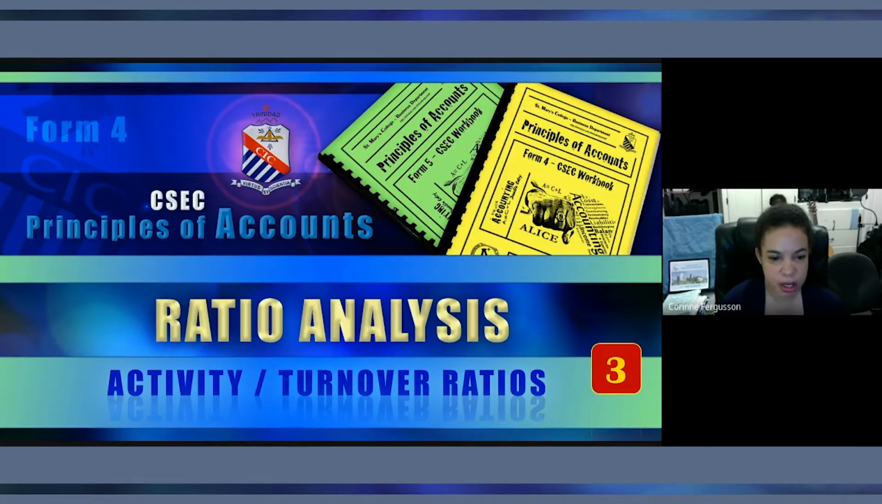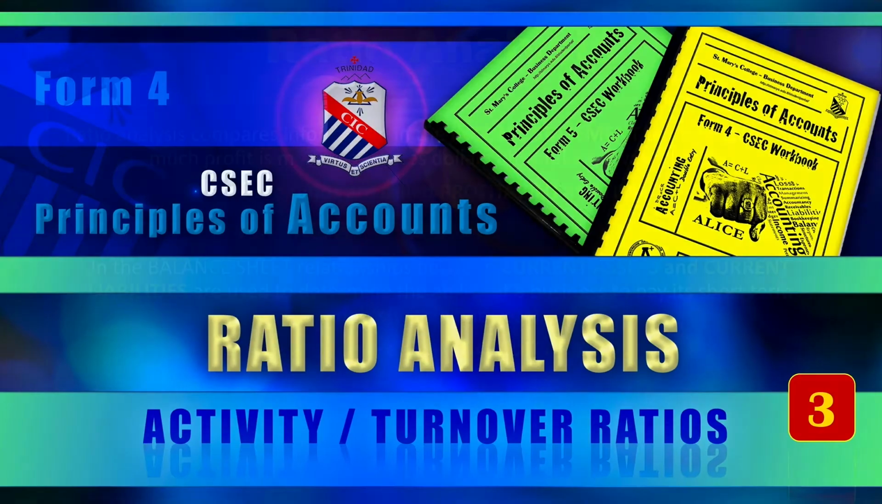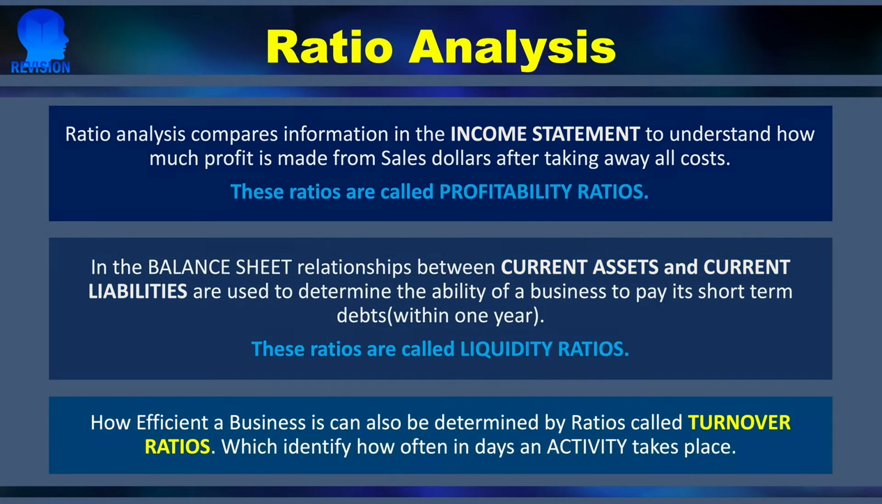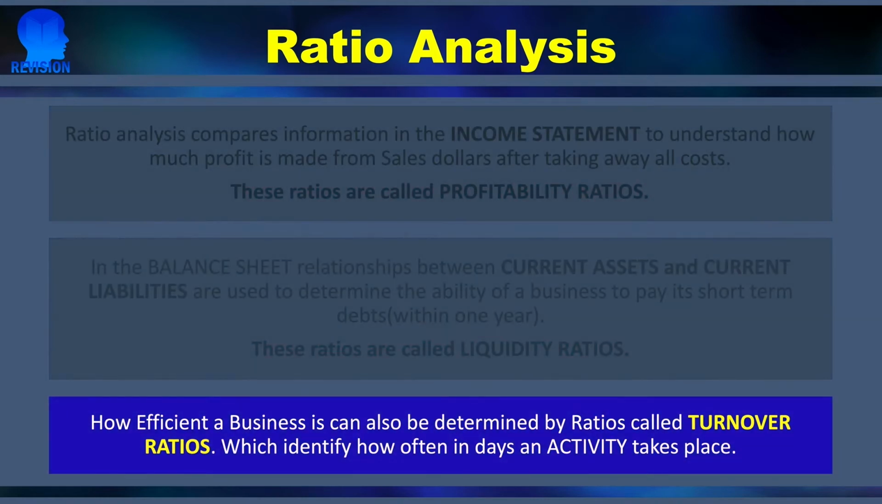So today we are going to do the third set of ratios. We already did the profitability and the liquidity ratios. We are going to now do the activity ratios, or the turnover ratios. That is the third set of ratios that we are going to do. The profitability ratios were your gross profit margin, your net profit margin, your return on capital employed. And for the liquidity ratios, we had the current ratio and the acid test or quick ratio. So now we are going to do the final one, turnover ratios.